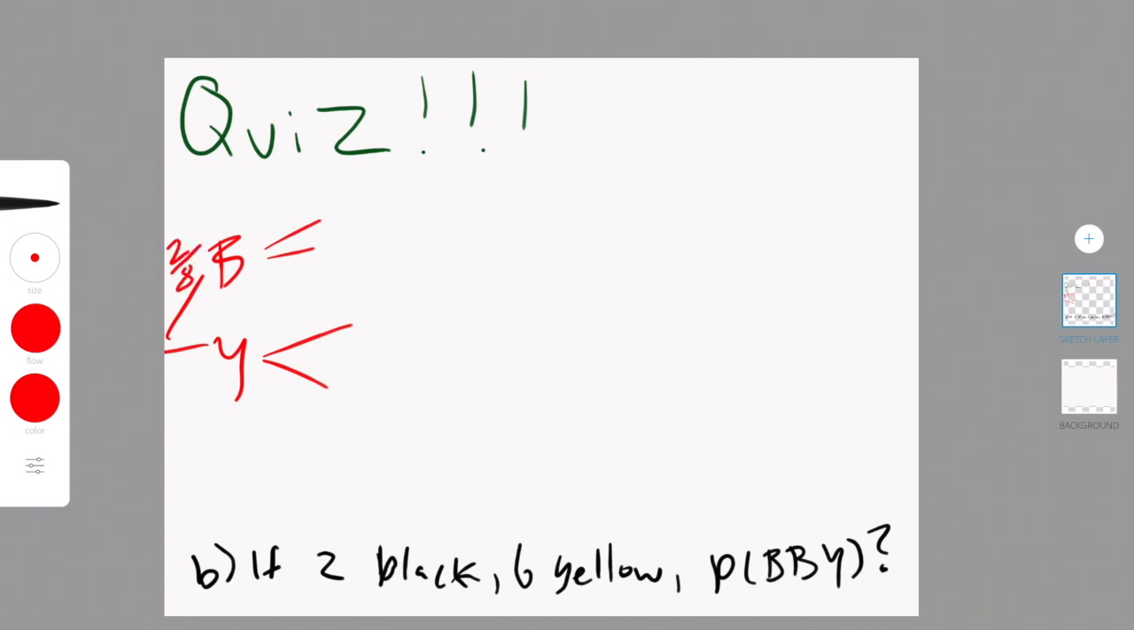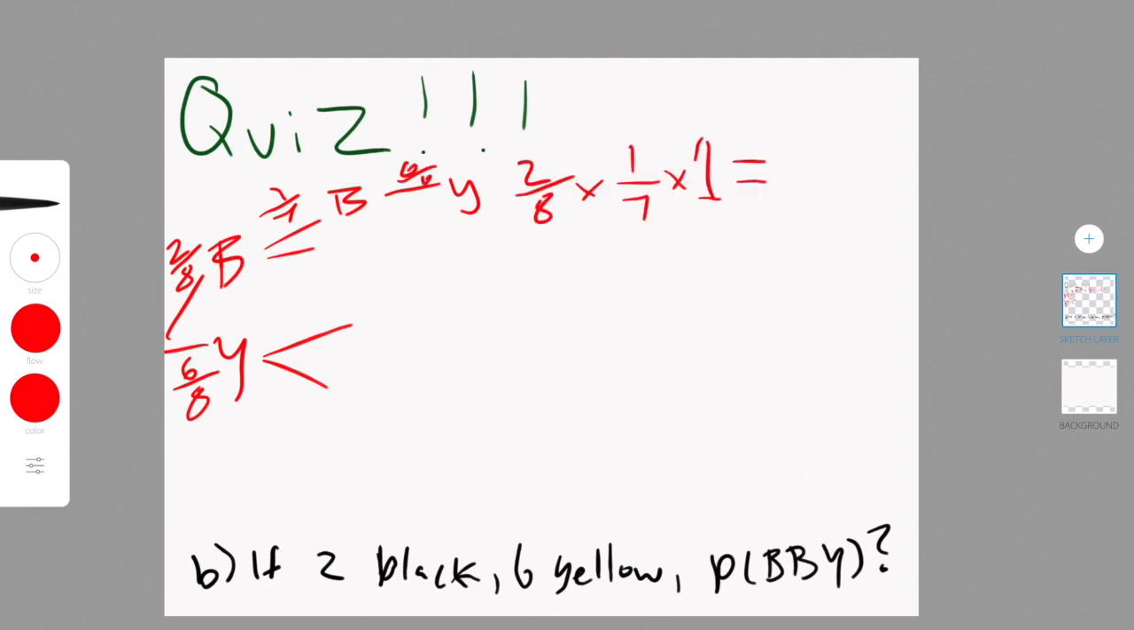Now for B, I decided to erase the other questions so that I could draw an actual diagram to show you. So you have 2 black marbles and 6 yellow marbles. So initially, you're going to have 2 out of 8 to get black, or 1 out of 4. And you'll have 6 out of 8, or 3 out of 4. I don't know why I didn't simplify, but that's okay. And then to get another B, you have to remember you've removed it from there. So now there are 7 marbles in the bag, and there's only 1 black. So then it would be 1 out of 7.